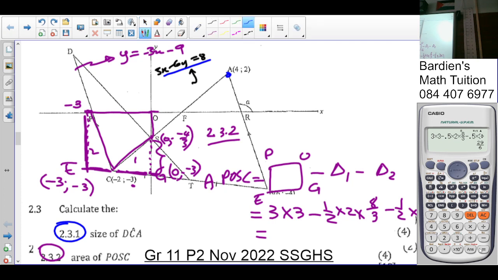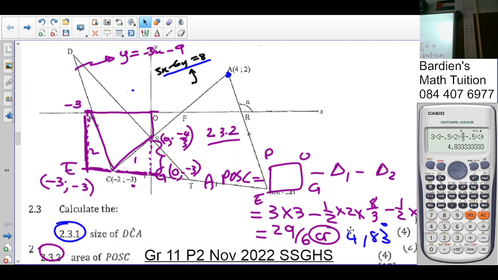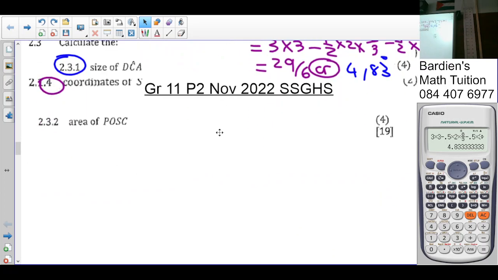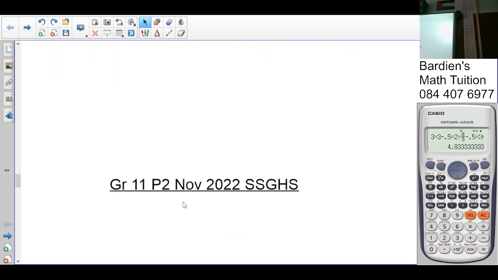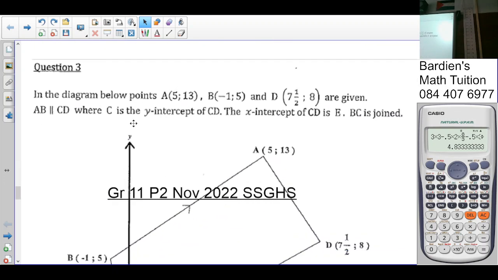Is that correct? Or 4,83 units squared. Is that correct? Yes, sir. Right. You're not going to get this wrong again. Right, let's go to question 3.